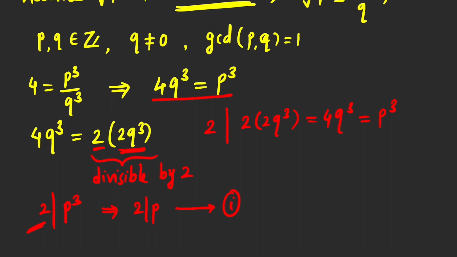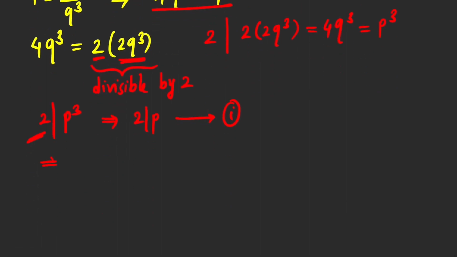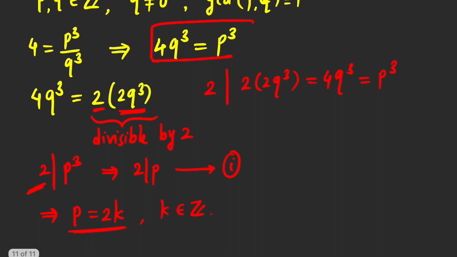Let us call this equation 1. Now look at this. 2 divides p, that means we can write p as 2 times some integer k, for some integer k, that is, k belongs to Z. Now put this value of p in the equation. So we get 4 times q cube is the same as 2 times k, whole cubed, which is equal to 8 times k cube. And so this gives us q cube is equal to 2 times k cube.